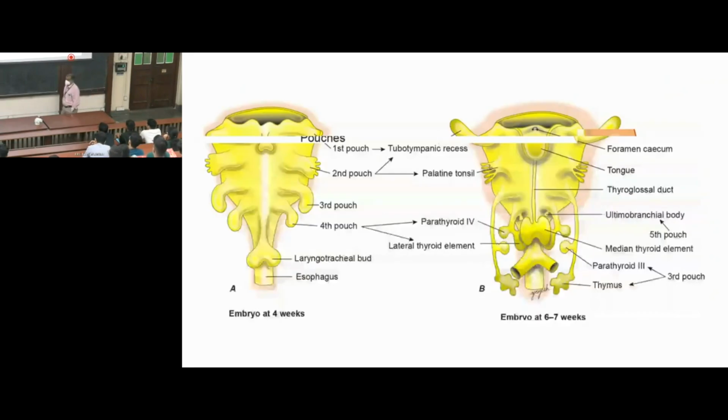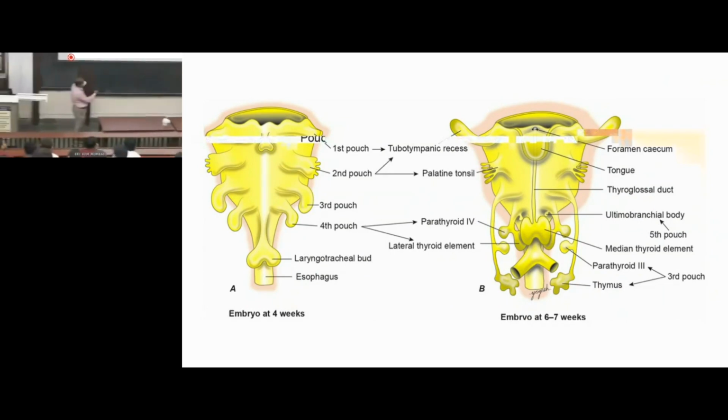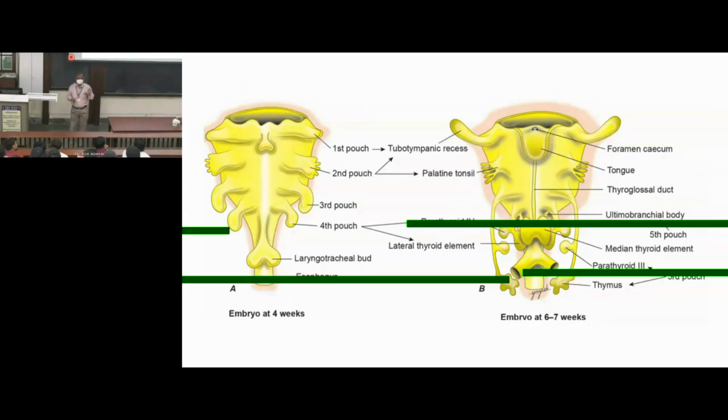This is a diagram to show you how they develop. So palatine tonsil, epithelium, tubotympanic recess, eustachian tube. Parathyroid 3 along with thymus. This goes here to inferior parathyroid. Parathyroid 4 remains here, superior parathyroid. Okay. And lateral thyroid element comes here and forms the lateral part of thyroid. These are all derivatives of pouches.